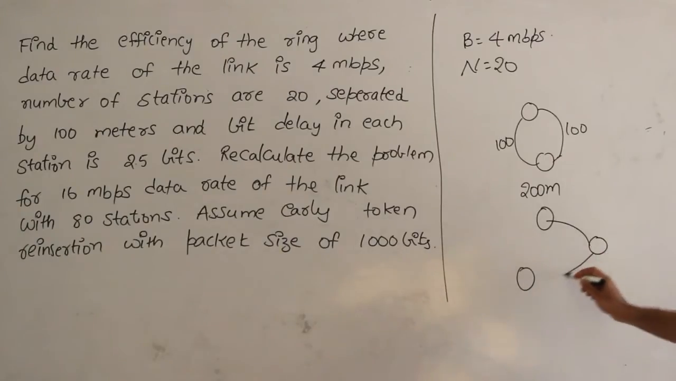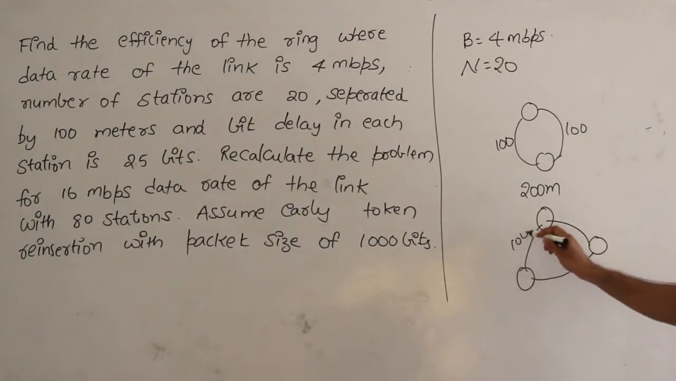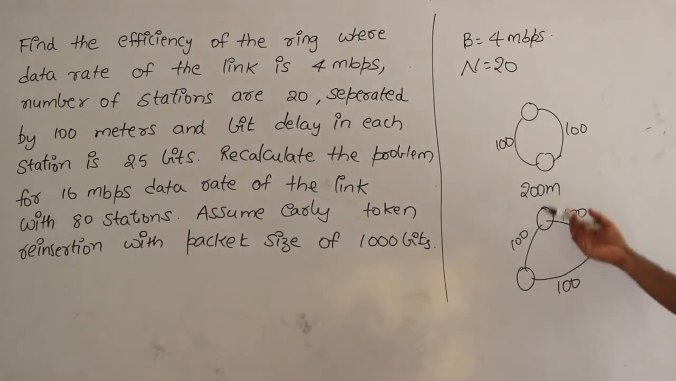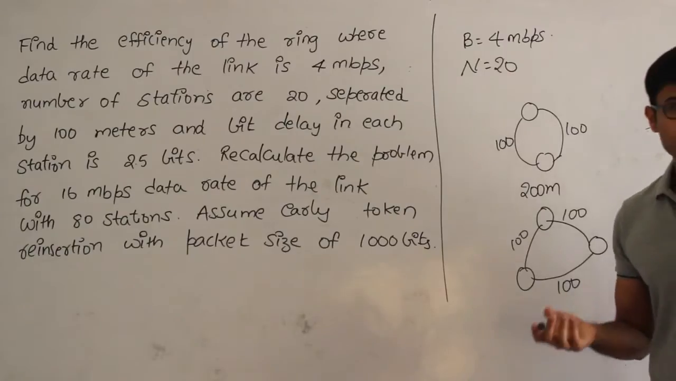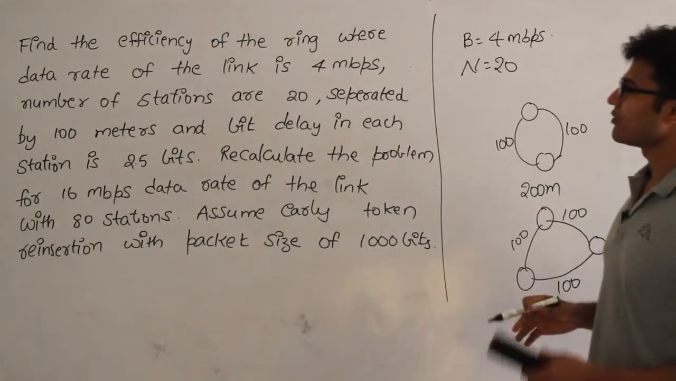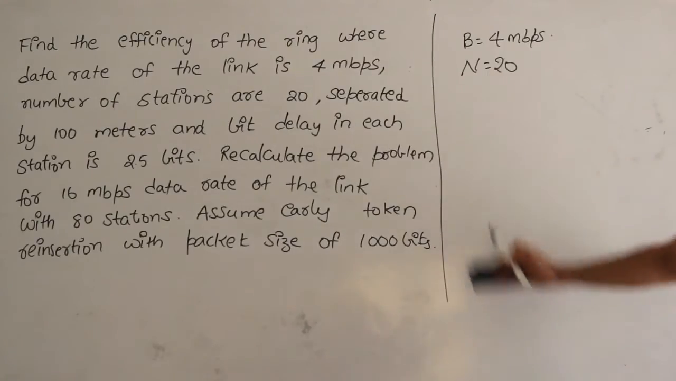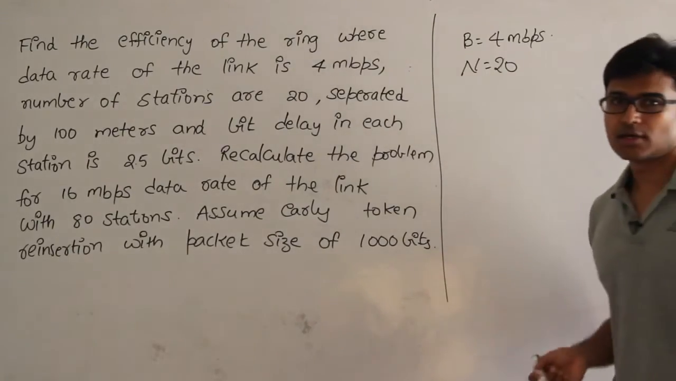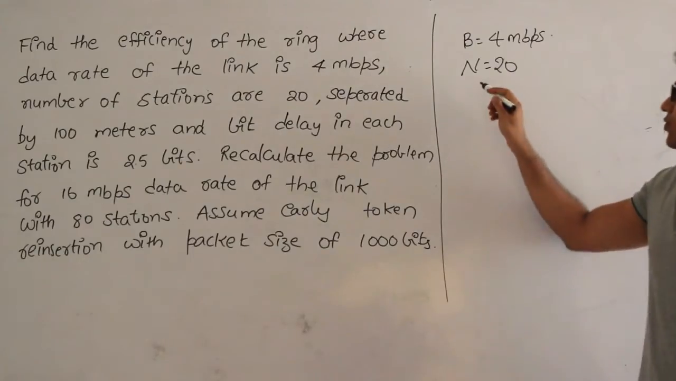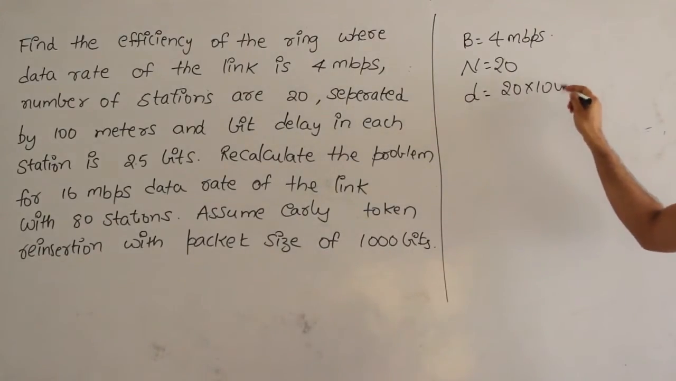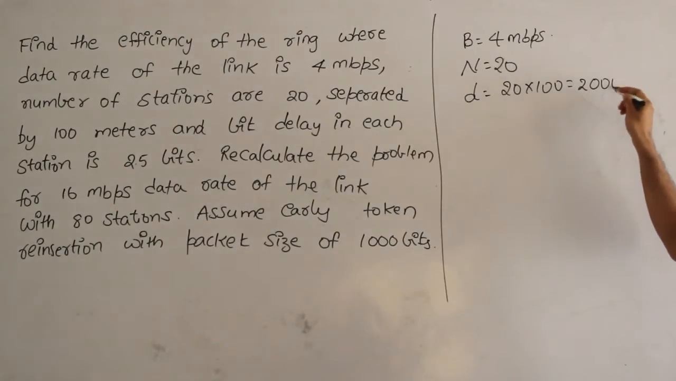separated by 100 meters each, then what is the total length of the ring? 300. If there are 4 stations separated by 100 meters each, 400. Similarly, if there are 20 stations separated by 100 meters each, then what is the total length of the wire? The total distance of the wire is 20 into 100, which is nothing but 2000 meters.